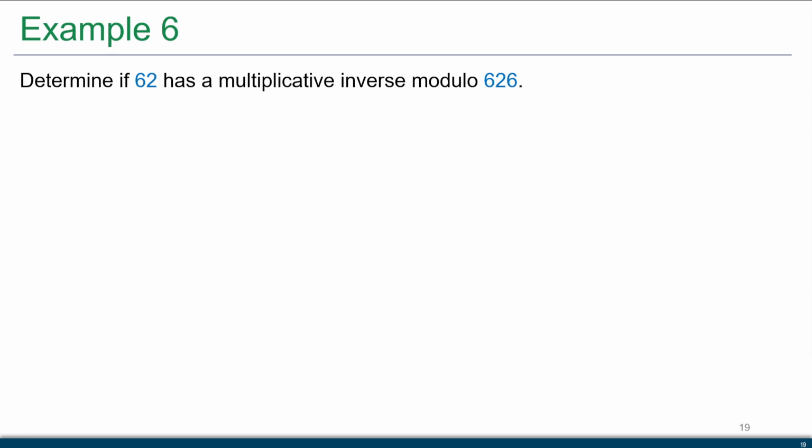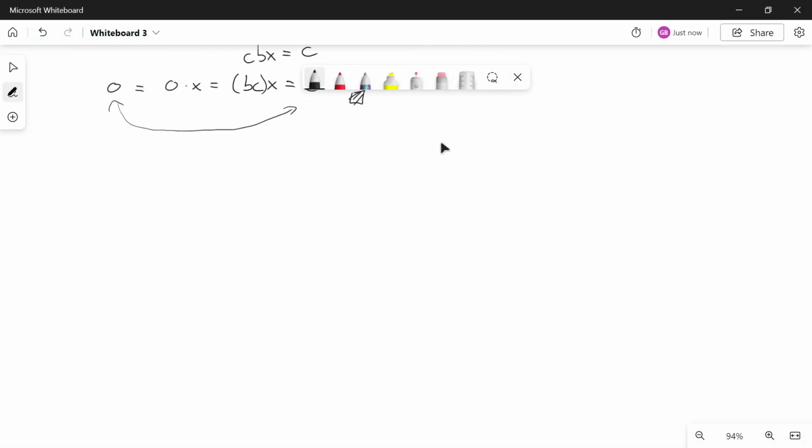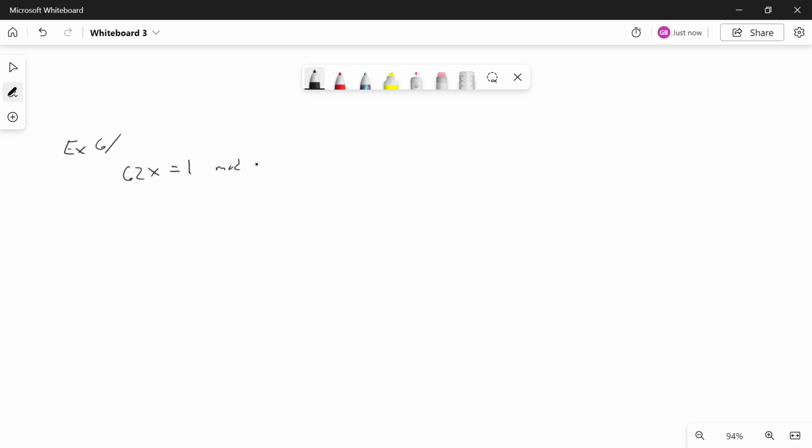Now, we don't have to do that because we have the last theorem. So let's play around with this one. Back to the workbook we go. We have exercise 6. We're asking the question, if 62 times some x, where x is in Z mod 626, is equal to 1 mod 626. Again, we can answer yes or no.